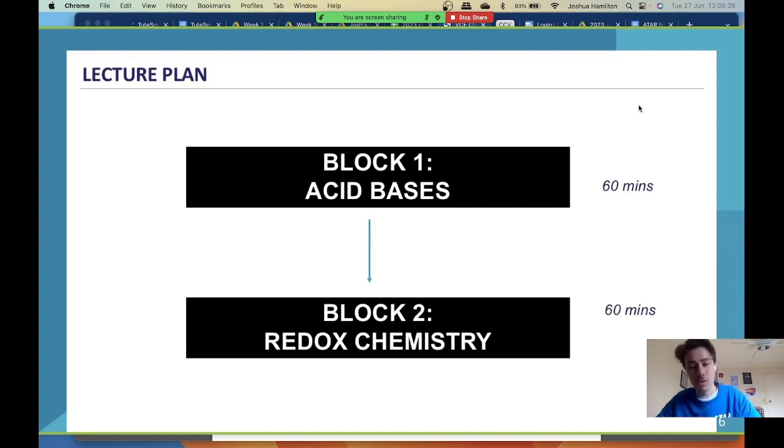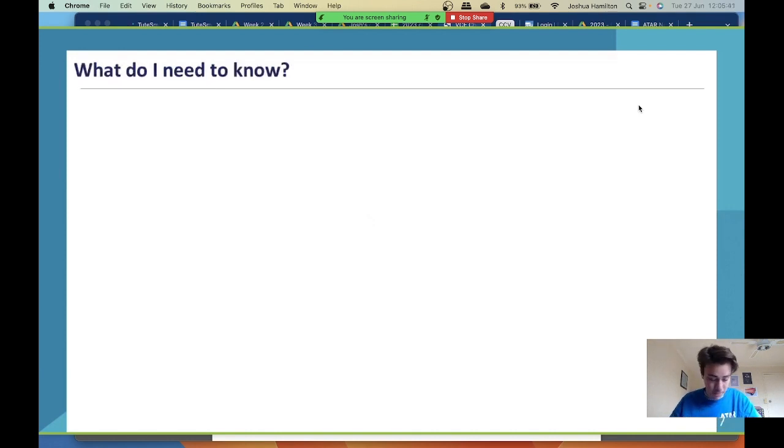We're not going to go through the whole of unit 2. There's far too much to go through for a 2-hour lecture, but there's enough to go through for just this little period of time. So we're going to have 60 minutes allocated for each, and we will make sure that we get through all of that. What do you need to know?